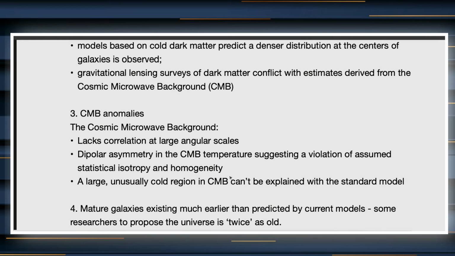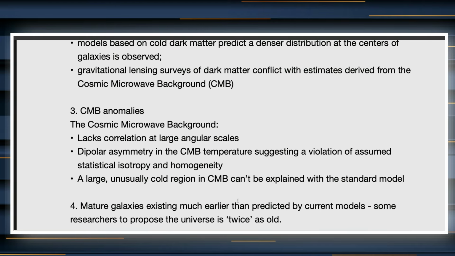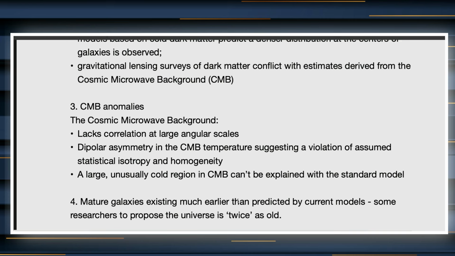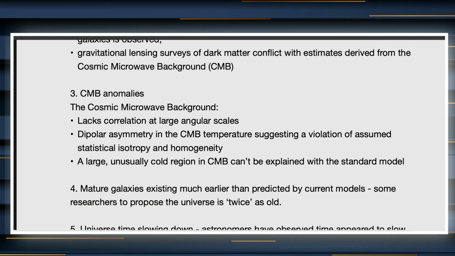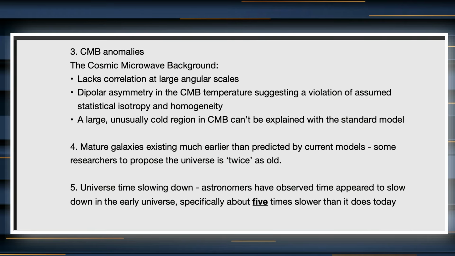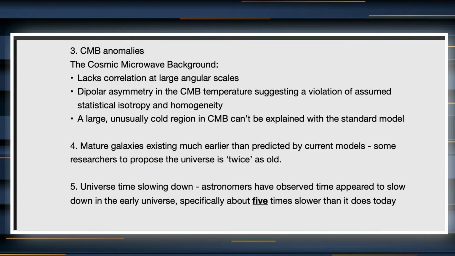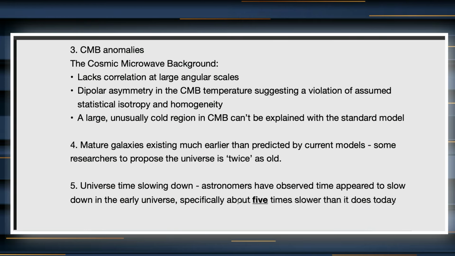3. The CMB anomaly. The cosmic microwave background lacks correlation at large angular scales. Dipolar asymmetry in the CMB temperature suggests a violation of assumed statistical isotropy and homogeneity. A large unusual cold region in the CMB can't be explained within the standard model. 4. Mature galaxies exist much earlier than predicted by current models, leading some researchers to propose the universe is twice as old.